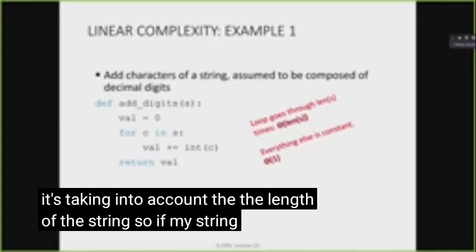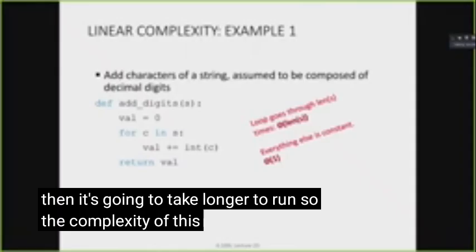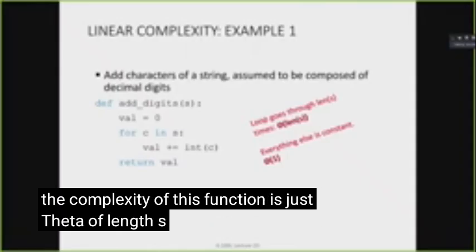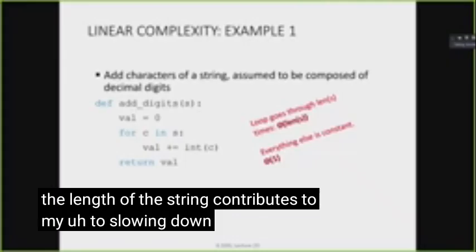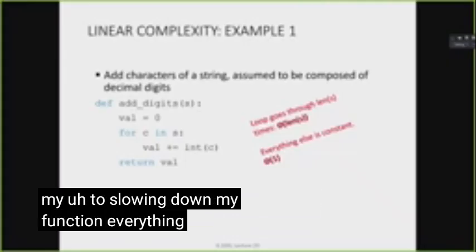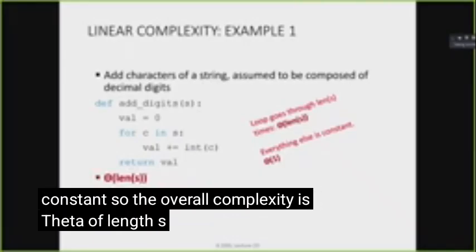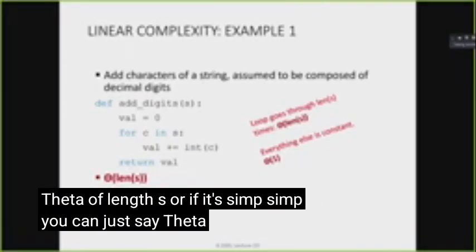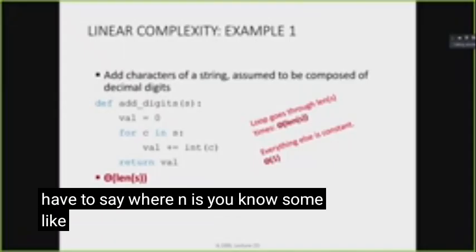So if my string is longer, then it's going to take longer to run. So the complexity of this function is just theta of length s, right? Because the length of the string contributes to slowing down my function. Everything else that we do is constant, so the overall complexity is theta of length s. Or if it's simpler, you can just say theta of n, but then you have to say where n is, something like length of s.